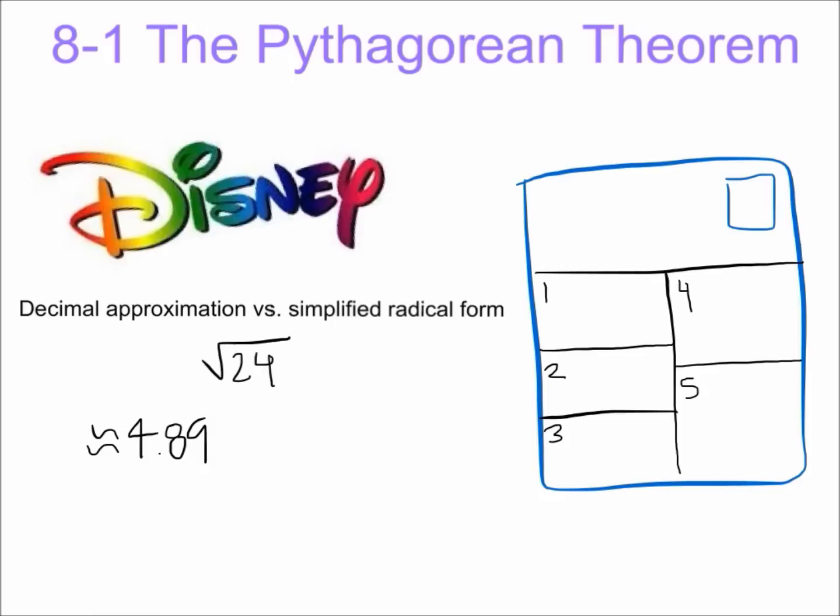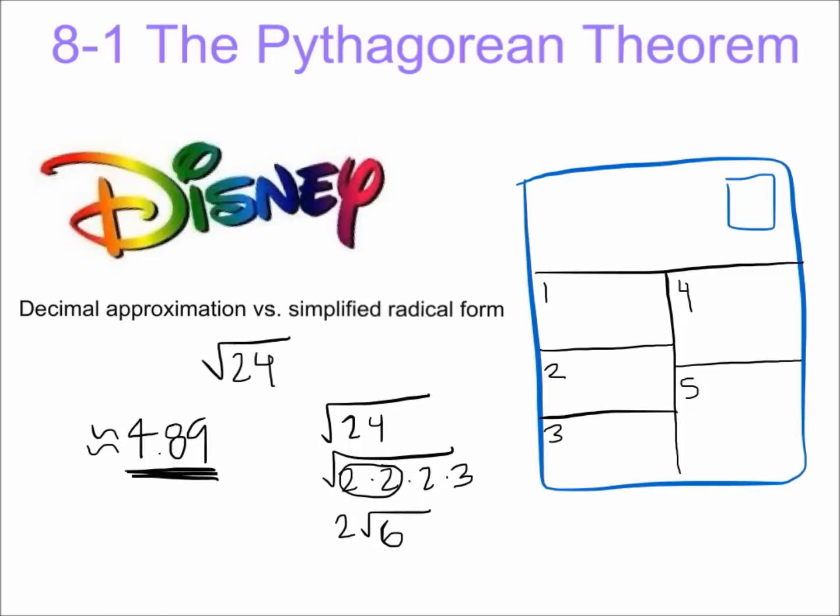But your simplified radical form, what I'll be looking for you to finish in your notes, is that the square root of 24 is actually the square root of 2 times 2, that's 4, times 2 times 3, 4 times 6. I pull out my perfect square. My answer is 2 square root 6. Make sure you keep in mind that while I'm giving you this in your notes, I'm going to be looking for this in your notes that you create.